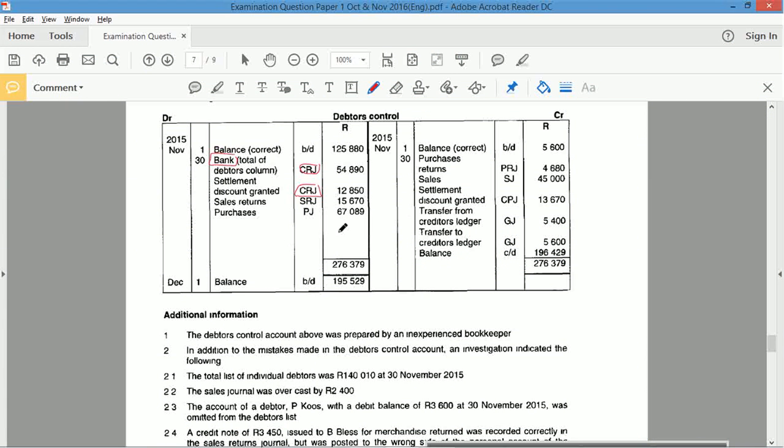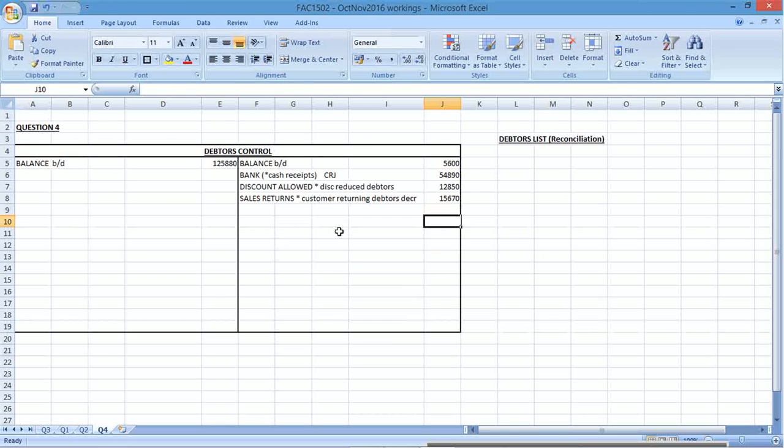Okay, next. Purchases, PJ. Do purchases affect your debtors? No. No, that's completely wrong. So what I would just put is a note here. I don't know if they'll mark this or not, but I would show something. I would say purchases should not be recorded in the debtors control.